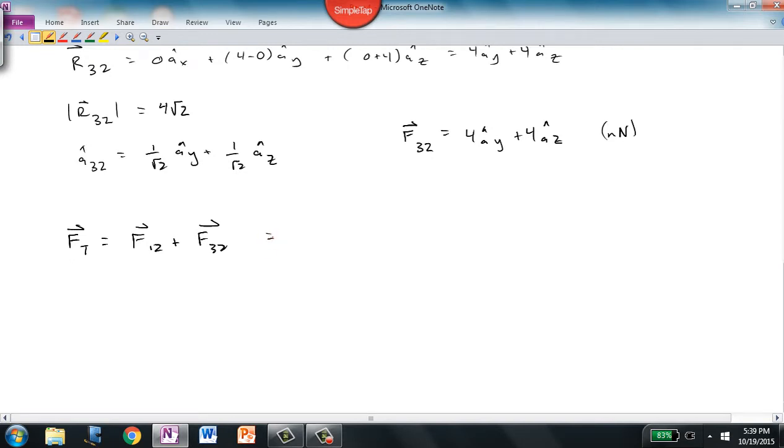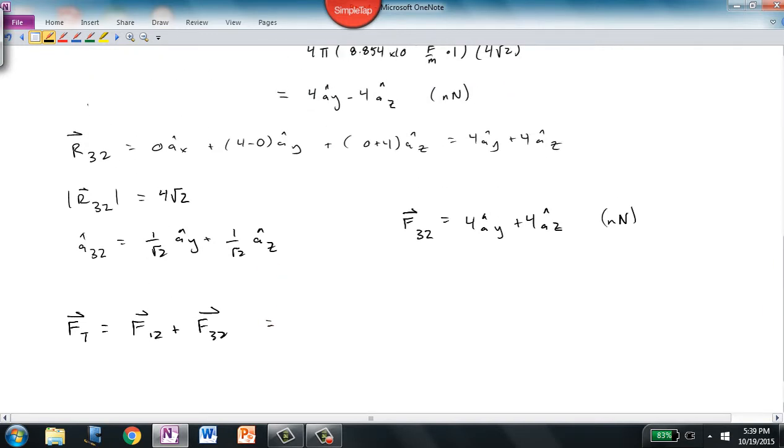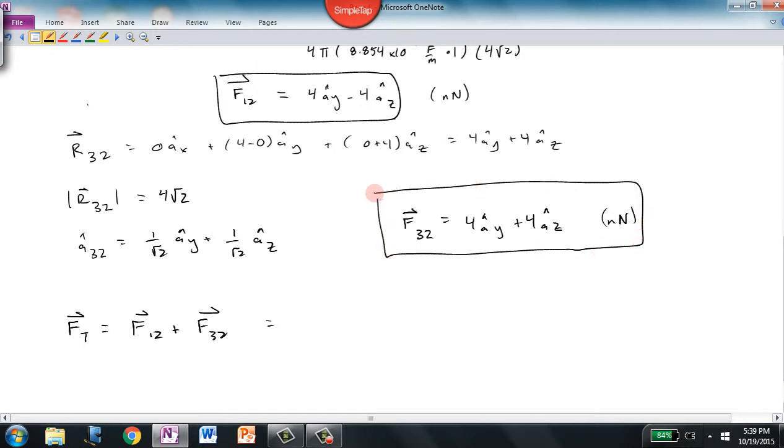So we know that is going to be this vector here plus this vector here. So it is equal to 4 plus 4 a hat y plus minus 4 plus 4 a hat z, which is just equal to 8 a hat y nanonewtons. That is the total force acting on that charge.